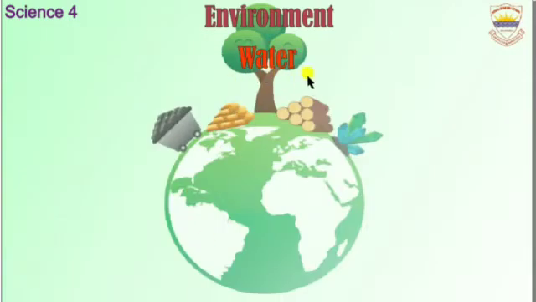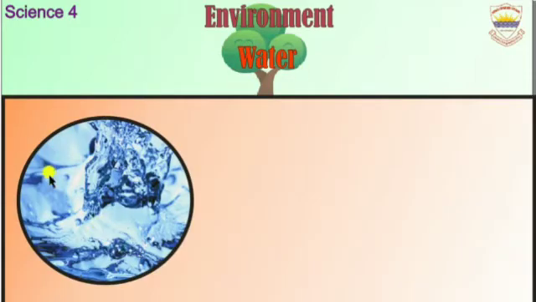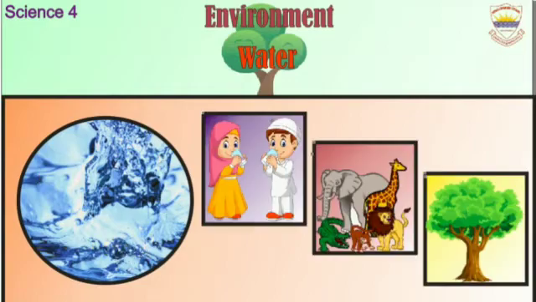Water. Second natural resource is water. Water is a very important natural resource. We cannot survive without water. Humans and animals use water for drinking because they can survive by drinking water. Plants use water to make their food.